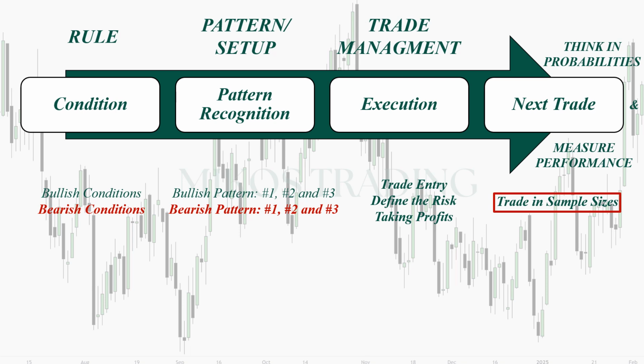That way I make sure that I'm thinking in probabilities and judge the viability of my edge based on the results of at least the next 20 valid trades or more. In other words, I determine my success on the results of my valid sample size rather than on a trade-by-trade basis.